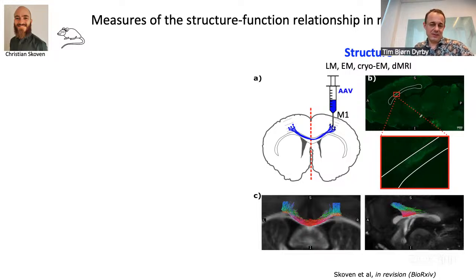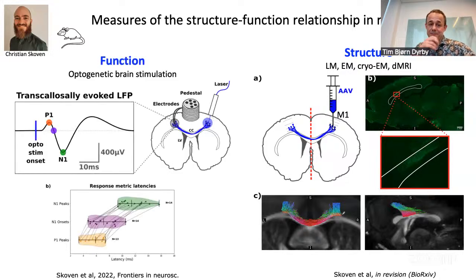We can then take the same animal and measure it with MRI and do tractography. We get out from the injection site to the projection site, and then we can calculate the distances. So this is the length and the labeling. Then we also have the function, and here we use optogenetic stimulation.